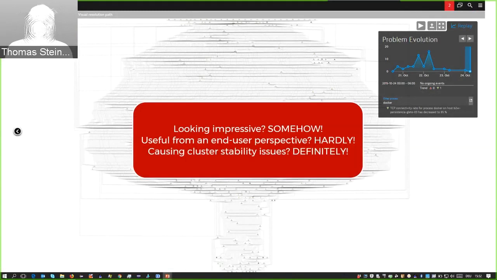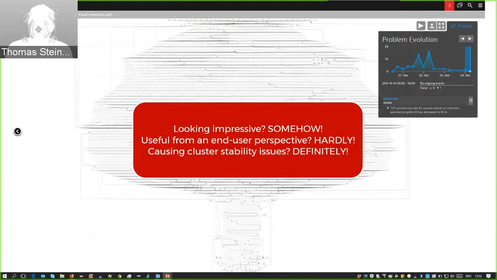So which entities, which services, and so on have been involved in the problem over time. Very impressive as well. Looking impressive somehow. Is it really useful from an end user perspective? Hardly, because you most likely cannot see anything anymore. And did it cause cluster stability issues? Yeah, definitely. I can underline that.